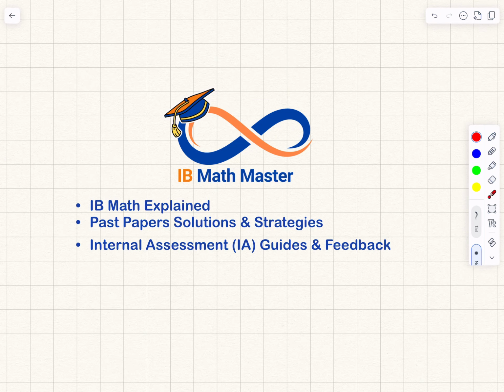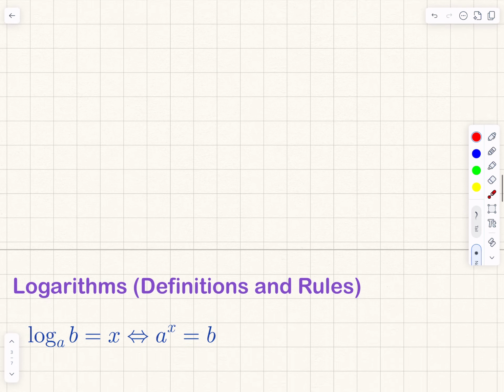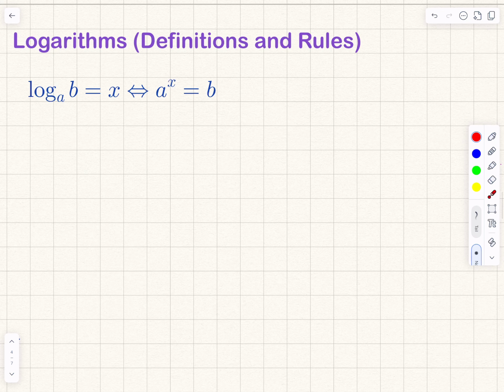Hello everyone! In today's lesson we will be studying logarithms and their properties. If you've ever felt that logs were confusing or abstract, don't worry. In this video we'll break them down step by step, starting from what logarithms mean, all the way up to their rules and properties with some examples.